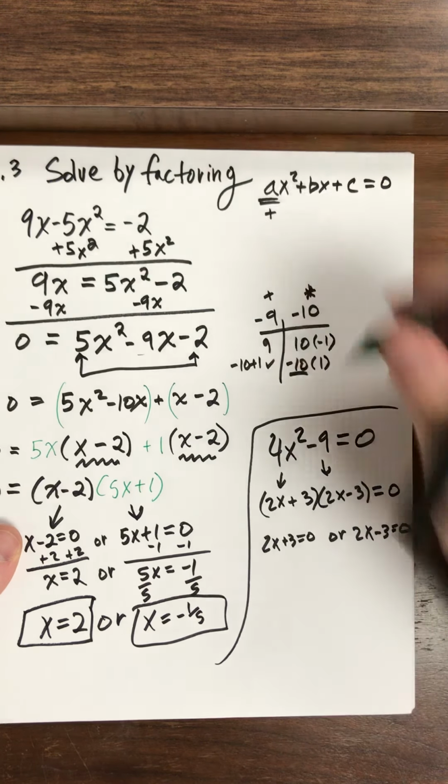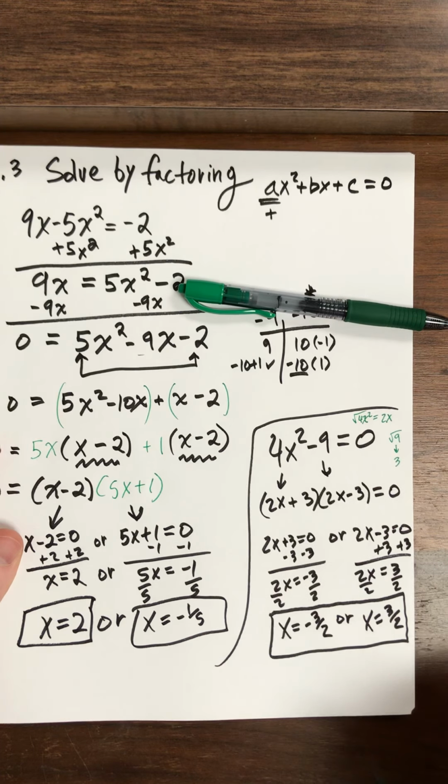Okay, so once again, to get this 2x, I just take the square root of 4x squared. Square root of 4 is 2, square root of x squared is x. And I take the square root of 9, and that gets me 3. So that's where those numbers are coming from. Okay, so when I solve here, I subtract 3, and I get 2x equals negative 3. Divide by 2, so x is equal to negative 3 halves, or, and then over here I add 3 instead of minus, and so I have 2x equals 3. Divide by 2, x is equal to 3 halves. All right.